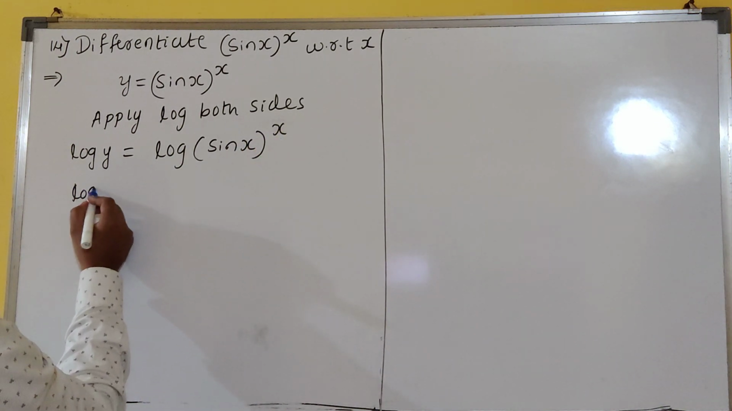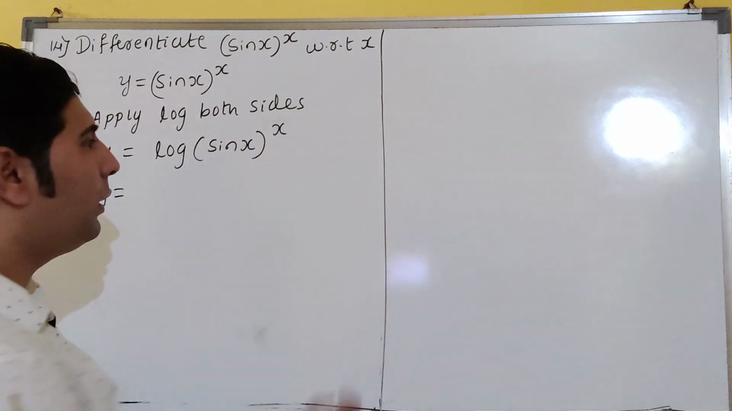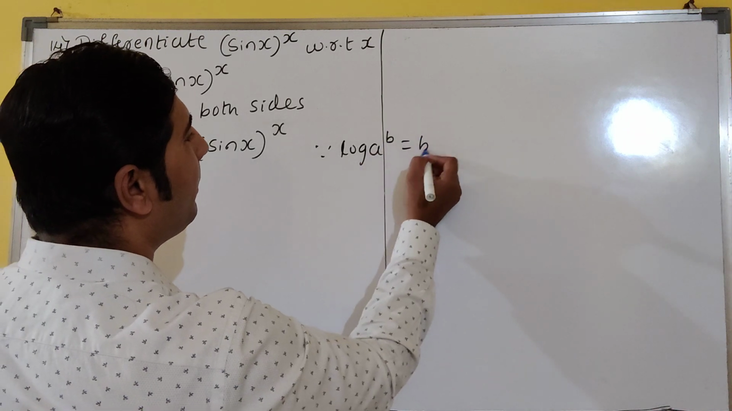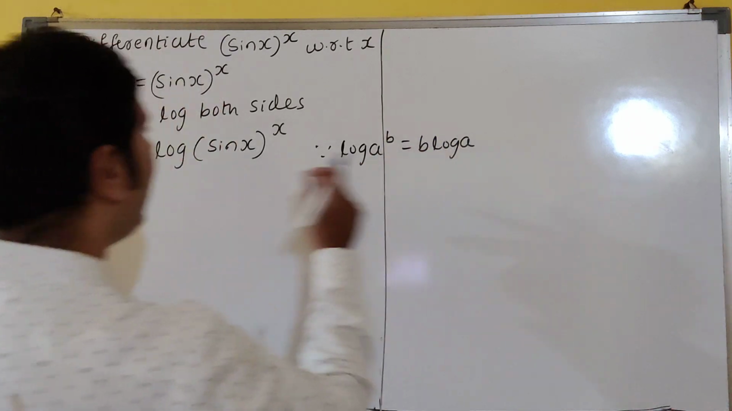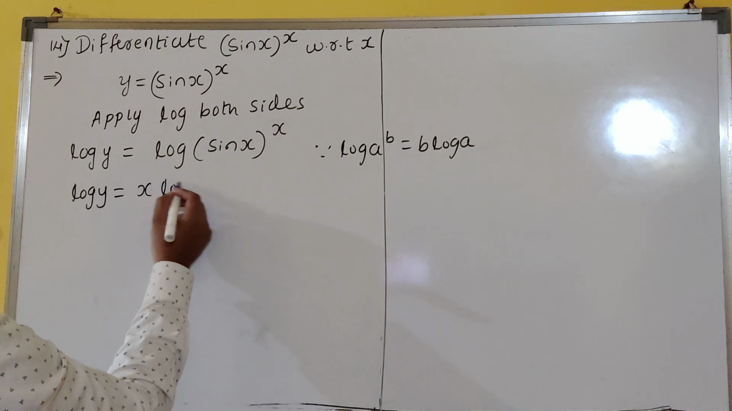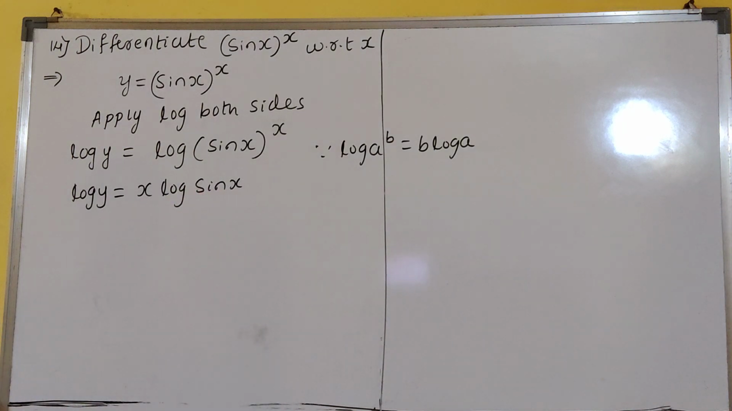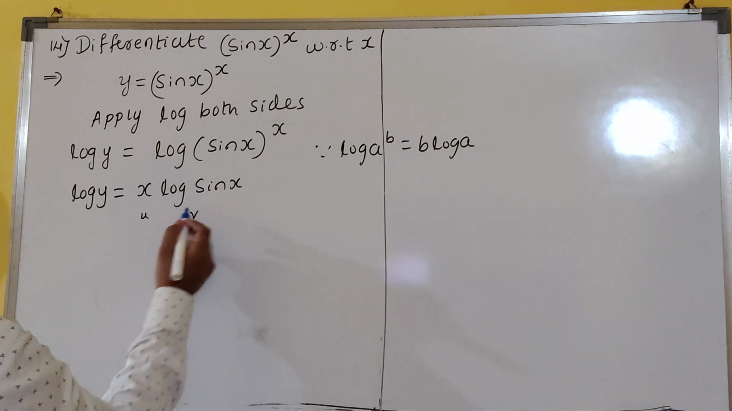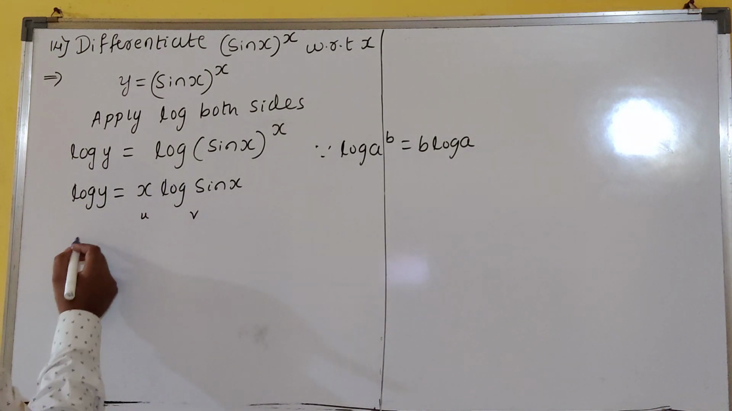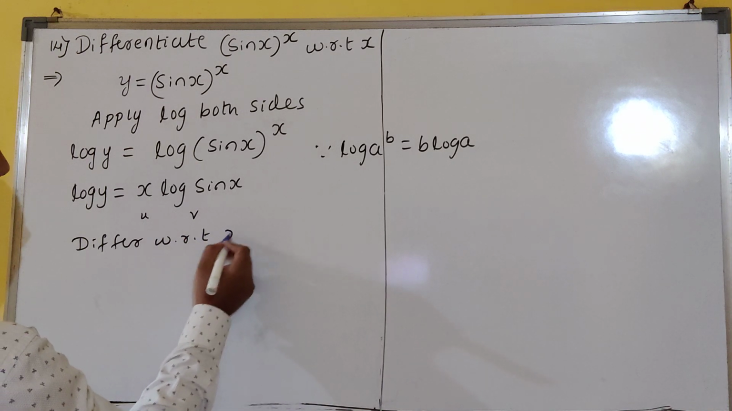So log y, you can write, it is looking like log a raised to b. Log a raised to b is what, dear students? Log a raised to b is b log a. b is what? x. So x log sin x. a is nothing but sin x, dear students. So this is looking like u into v. u is nothing but x, and log sin x is nothing but v. So now I will differentiate this one with respect to x.